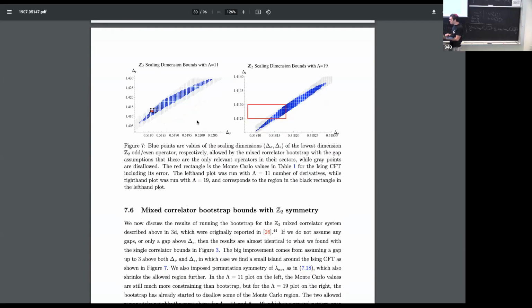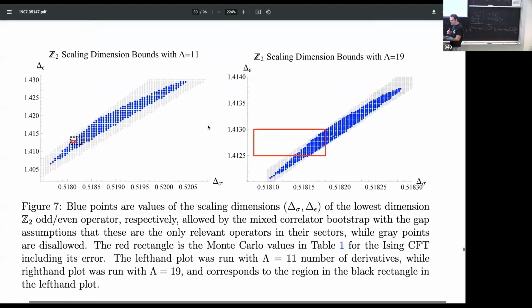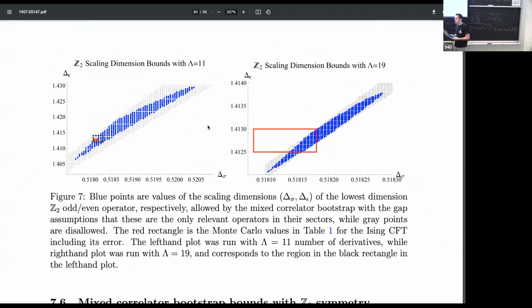As you see here, these are plots which I computed using Docker, so you can compute them yourself, using just the mixed correlator constraints that we just derived in this lecture. The novelty here is that unlike in the previous lecture where we got some kind of peninsular region, now we actually get an island. These light gray dots are the dots that are disallowed, and the blue dots are the dots that are allowed, and as you see, it's just an island of an allowed region.